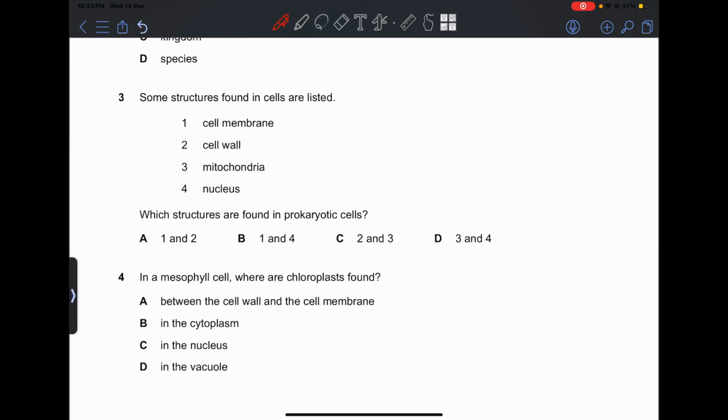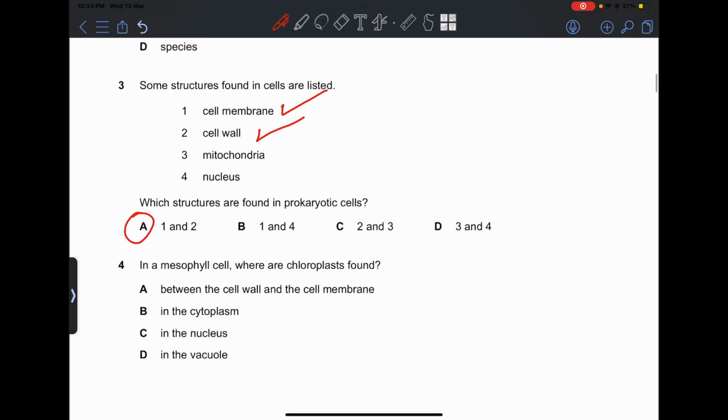3. Some structures are listed in the cells. Which structures are found in prokaryotic cells? So actually this is going to be 1, which is the cell membrane. It's found in prokaryotic cells. And 2, this is also found in prokaryotic cells. They also have cell walls. Prokaryotic cells or bacterial cells. So our answer is going to be A.